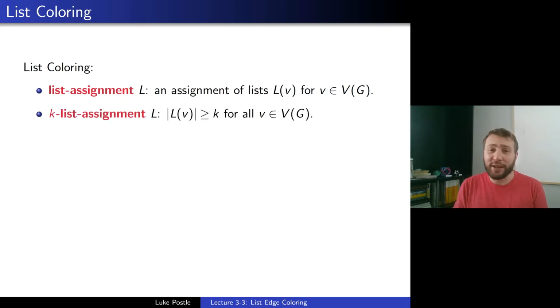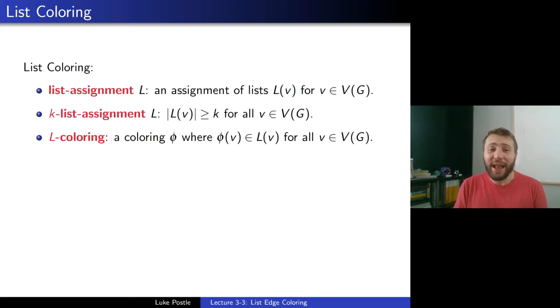And then we call a list assignment a k-list assignment if the lists have size at least k for all v in V(G). And we say an L-coloring is a coloring phi where phi(v) is in L(v) for all v in V(G). So that is a coloring where the colors are from these lists. The idea is that vertices will submit lists of colors from which they would like to be colored, and we want a coloring from those lists, where again, adjacent vertices will receive different colors.